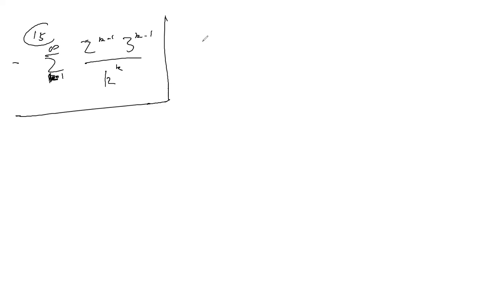This one looks a little weird. Okay, so I got 2 to the k minus 1, 3 to the k minus 1, and then k to the k. So if these were k's, I would think root test, right? Everything would be to the power k. So can I still do root test on this? Yeah. And there's a couple ways I could do it.